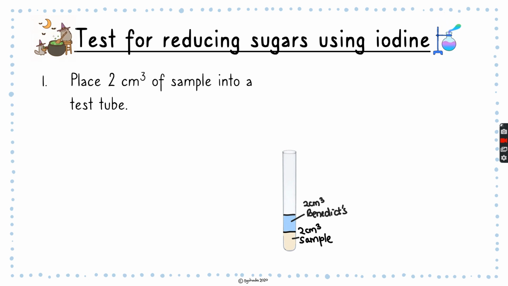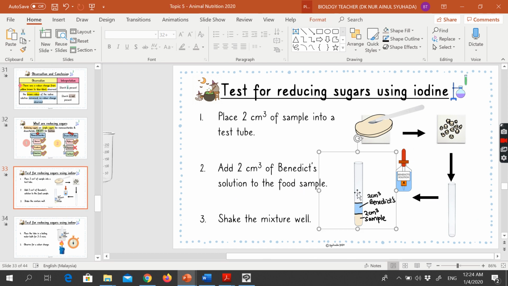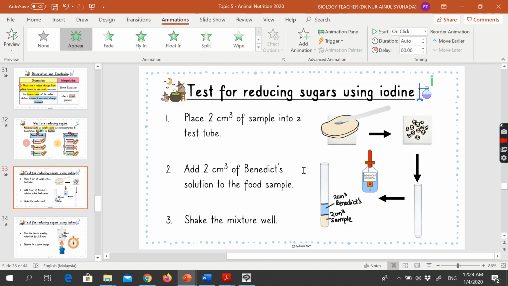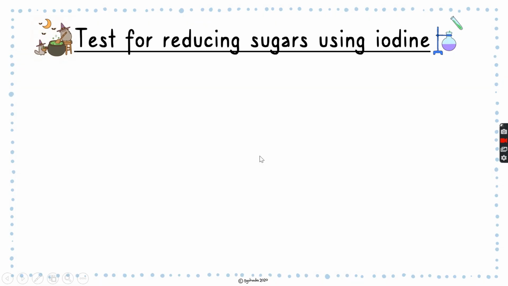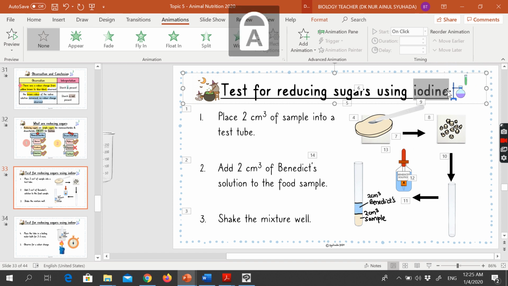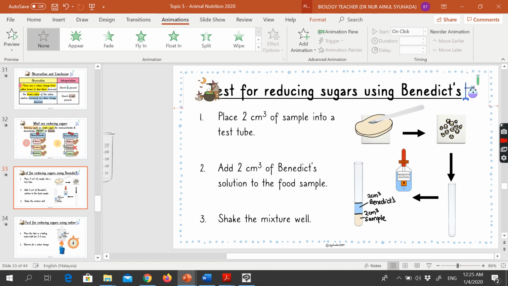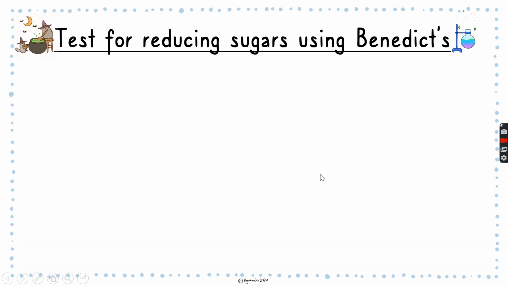So the first thing we need to do is place 2 cm³ of the sample into a test tube. Okay, I actually made a flow of this, so I need to make sure that that doesn't come out first. Okay, let's restart that. So how do we test for reducing sugars? We don't use iodine, we use Benedict's. I think it's called Benedict's because a person called Benedict is the one who actually created this test. So that's just my guess, but you can Google that.